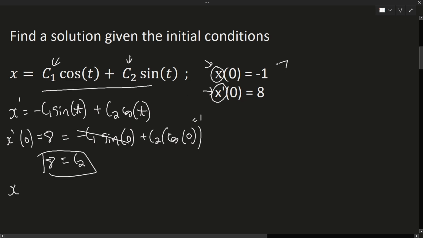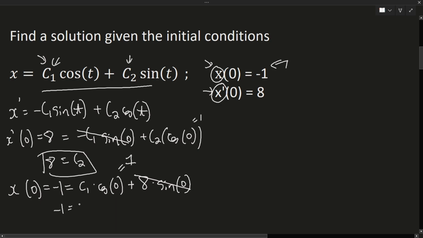Next, you're going to plug in this equation over here. X of 0 equals negative 1 equals, we're just going to use this equation over here, C1 times cos of 0 plus C2, which we found to be 8, times sine of 0. Sine of 0 is equal to 0, so this doesn't matter, and cos of 0 is equal to 1. So negative 1 equals C1 times 1. C1 equals negative 1. So your full equation becomes x equals negative cos of t plus 8 sine of t. That's it.